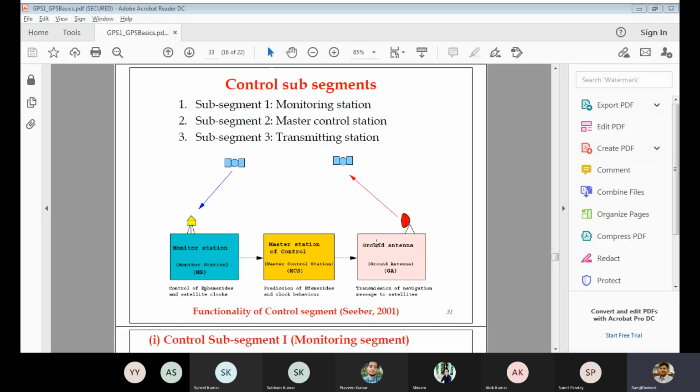The satellite monitoring stations monitor the ephemerides and satellite clocks. They transmit to the master control station, which predicts the ephemerides and clock behavior, and then sends the navigation message to the satellites. So this is available from the CBER. You can go through it. Just look at this figure.